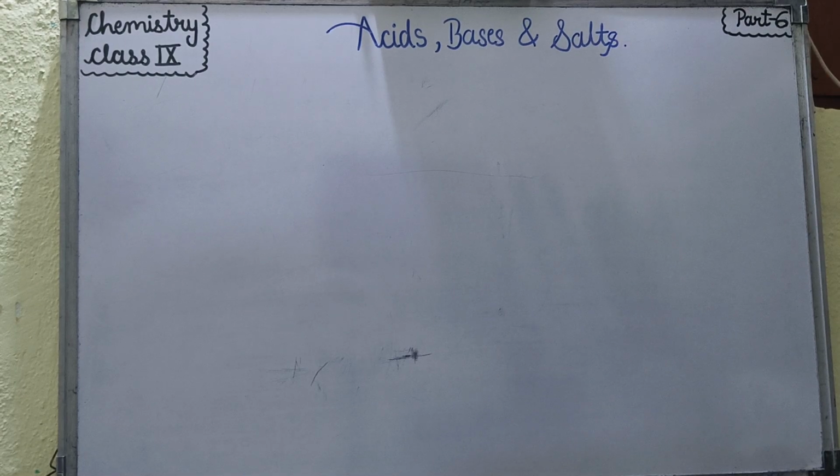Today we are going to learn Class 9 Chemistry Chapter Acids, Bases and Salts Part 6. In this part we are going to start with the new topic, acid plus metal. Before that, let us see a note point.